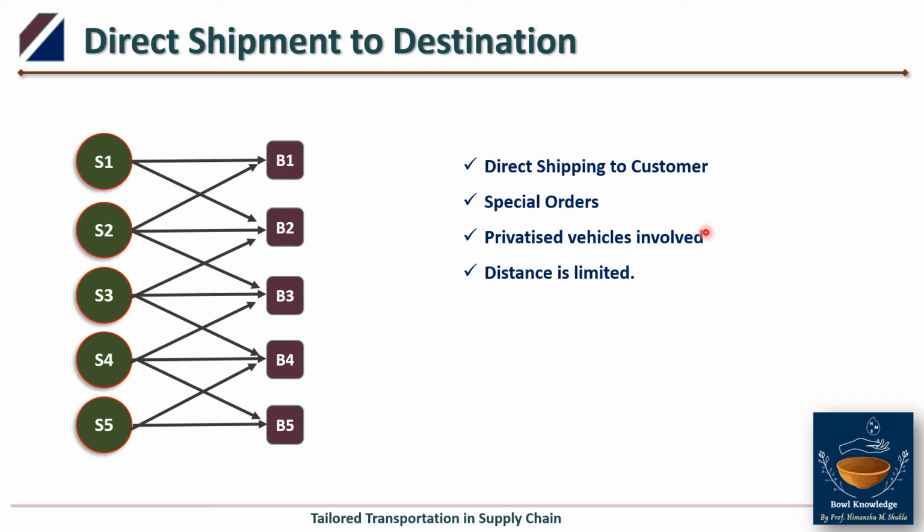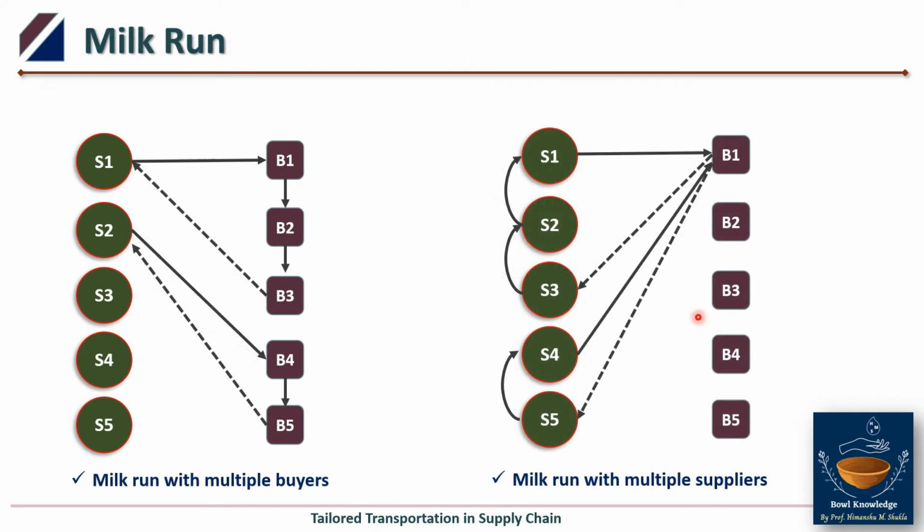So I am the company, I have my own vehicle fleet. So I just loaded the goods in that vehicle and directly shipped it to the buyer's location. But this is possible when distance is limited. It is not advisable for longer distances.